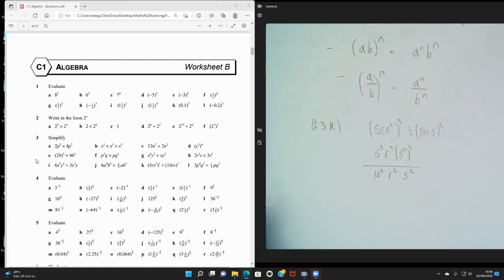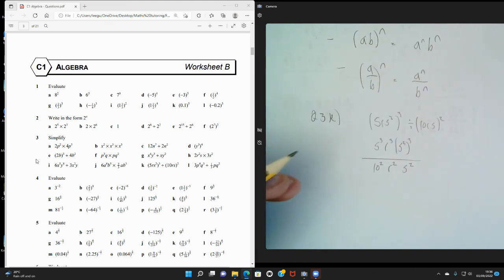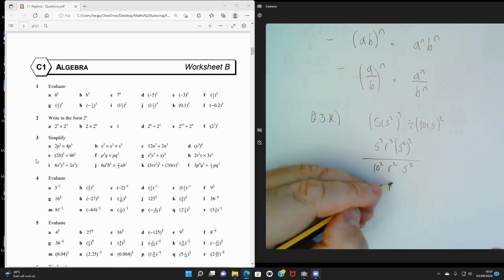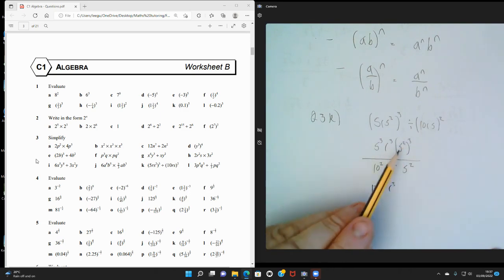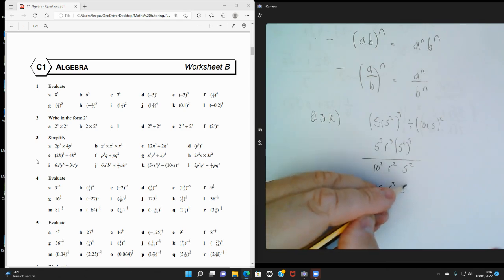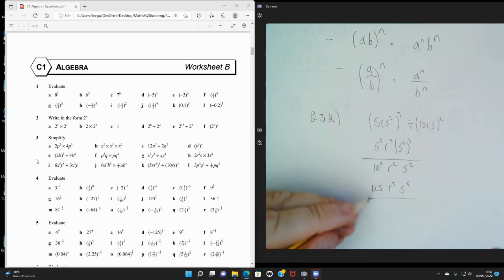So that's the application of breaking that down. The most common error here is that students forget to do the power with the number. Often students would typically write 5 there without realizing it's 5 cubed. That's the most common error. 5 cubed is 125 r cubed. S squared cubed means s squared times 3, so that is 2 times 3, which is s to the power of 6. 10 squared is 100. R squared s squared.